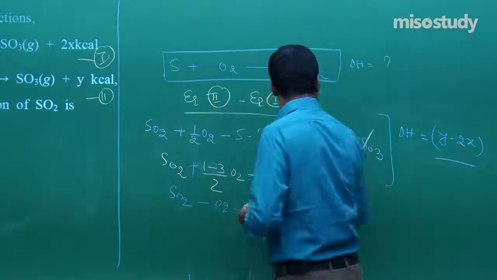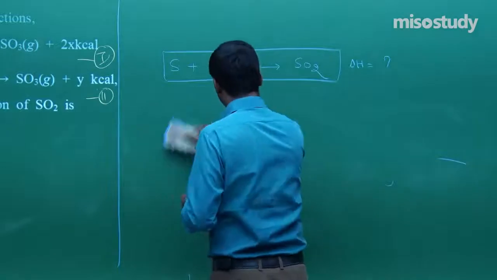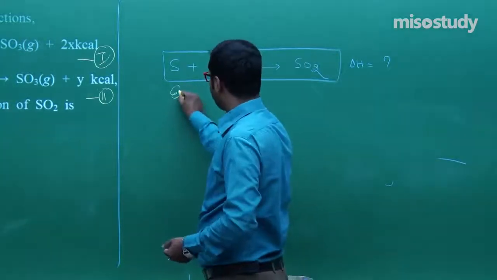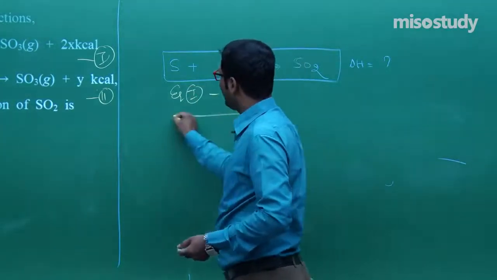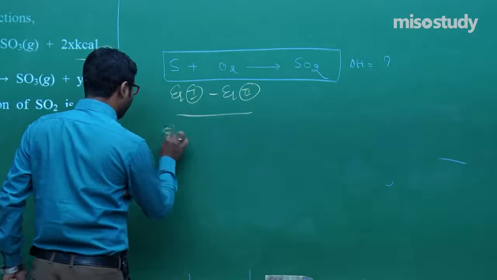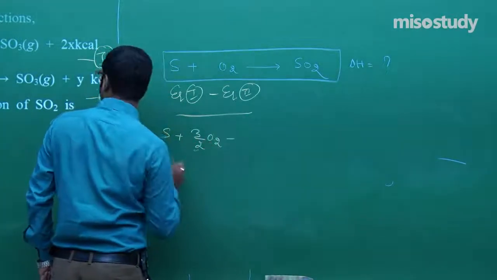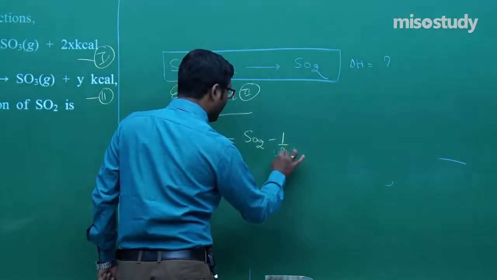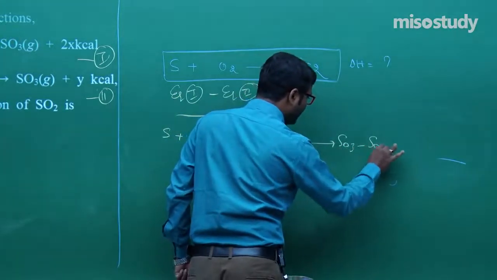If I take it this way, then it will be better for you. Look at what I am telling. We have to approach it here. So better to write like this: equation 1 minus equation 2. Let's check it. What happened in this case? That is S plus 3 by 2 O2, minus SO2 minus 1 by 2 O2, which gives you SO3 minus SO3.